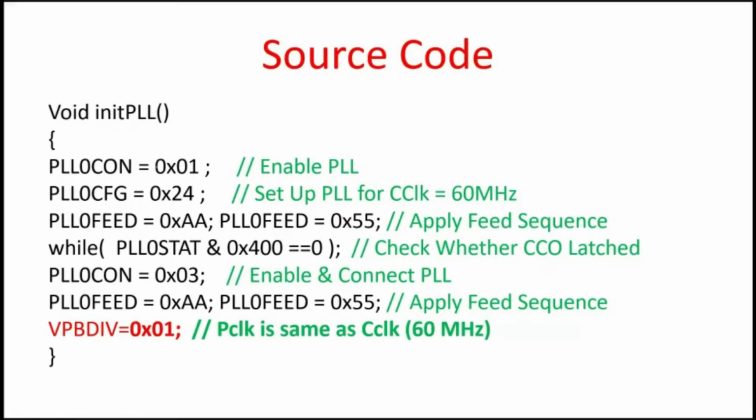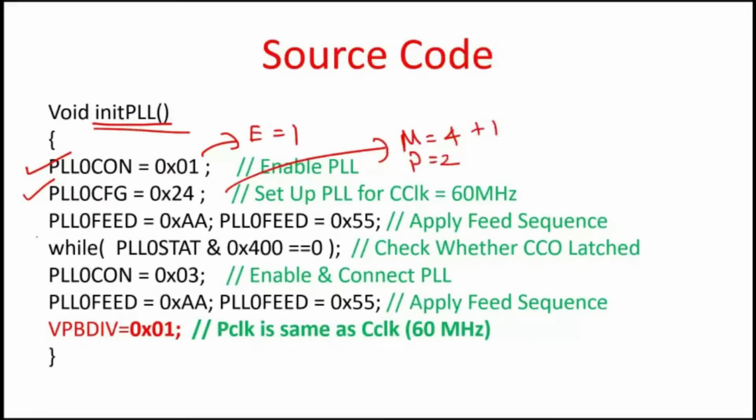So I am just quickly reviewing this. Init PLL is the name of the function we used. First, we are making PLL0 control register as 01. We are making enable equal to 1. Second one, we are making config register as 24. Config register equal to 24 means M select equal to 4, P select equal to 2. The processor will add 1 to it. Next one, I am checking the status. Next one, I am issuing the feed sequence AA55. Next one, I am checking the condition of P lock bit.